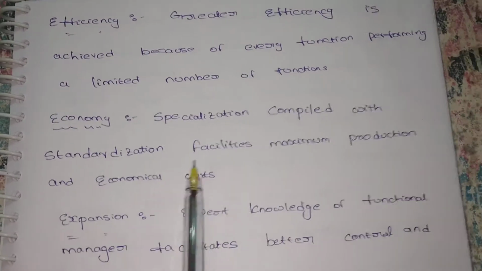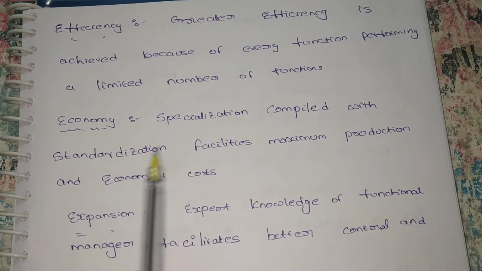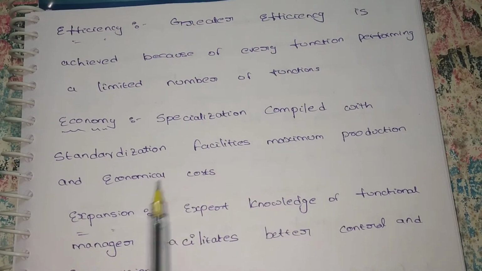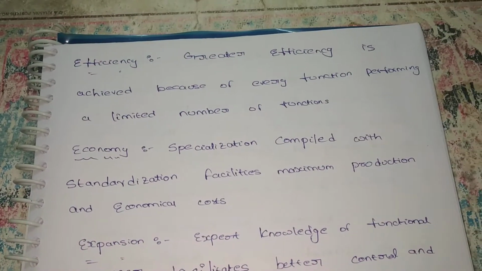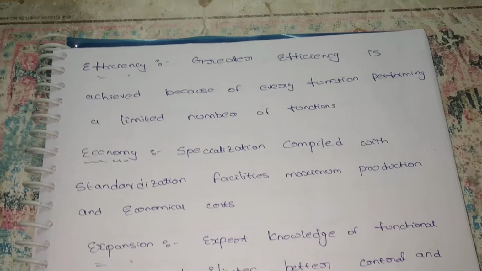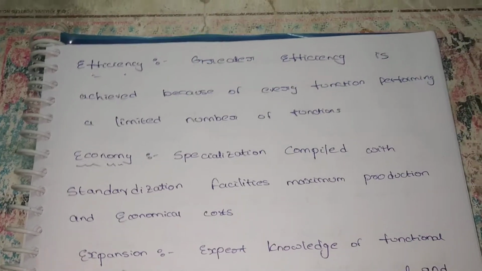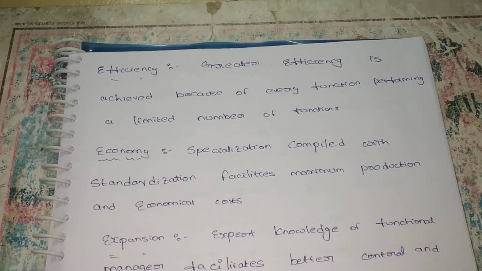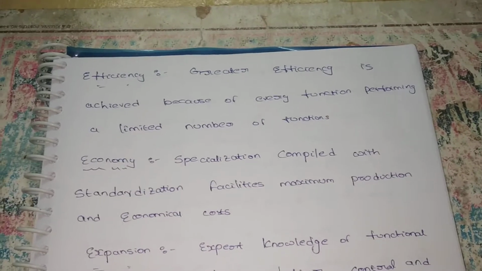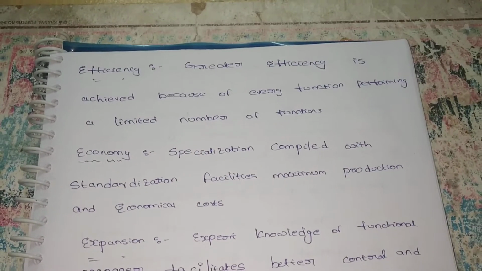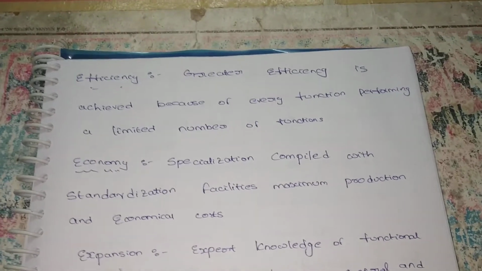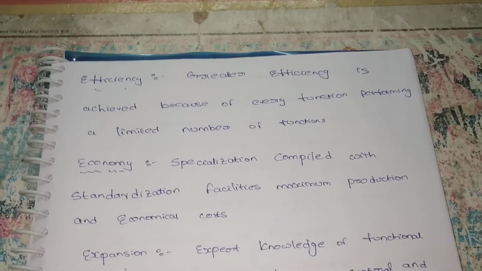Next, economy. Specialization coupled with standardization facilitates maximum production and economical cost. We have to produce bulk quantities at a reasonable cost and give a quality product. These merits revolve around specialization, and based on division of labor only can we do specialization. With this specialization our production will increase and our product will be given at a reasonable cost to all the customers.